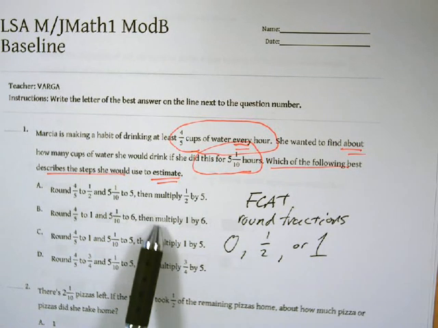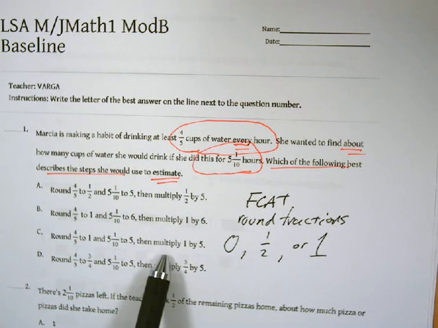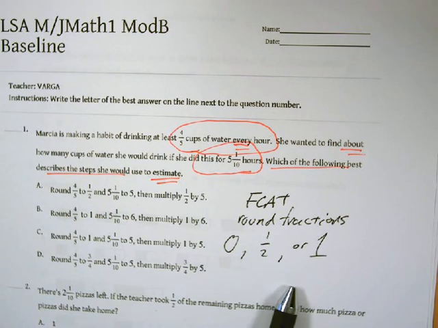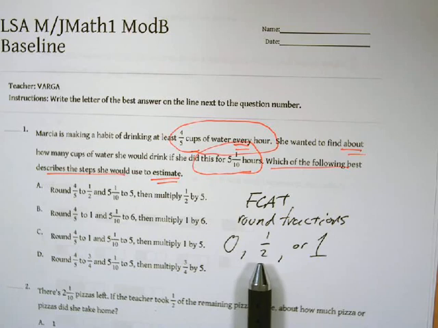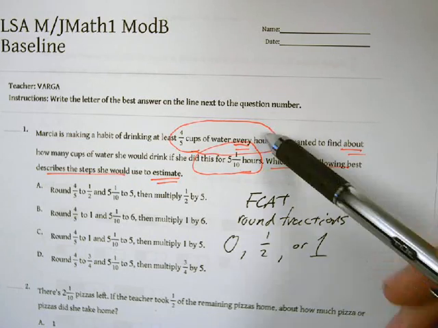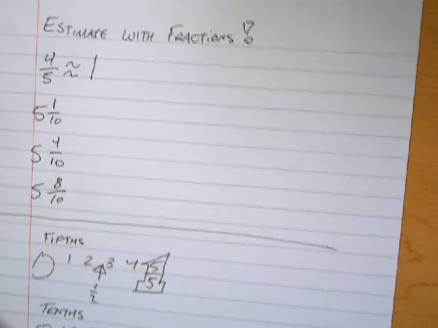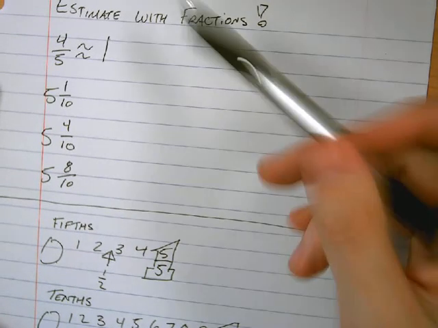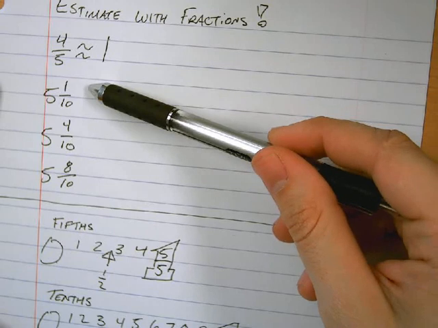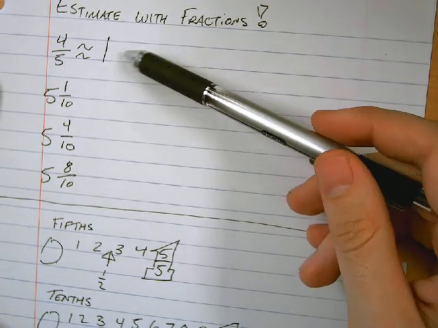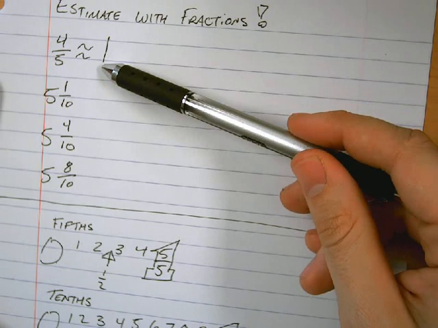Now, if I read my answer choices before I start my problem, I'll realize I don't really need to determine that it's multiplying, because notice A, B, C, and D are all multiplying. For FCAT, with fractions, we need to round to 0, a half, or a whole. So we need to round 4/5 and 5 1/10. I kind of already started this a little bit here. I wrote the answer to the first one. So we need 4/5 and 5 1/10. I wrote two more here. We'll do it at the end, just to see what happens with them.